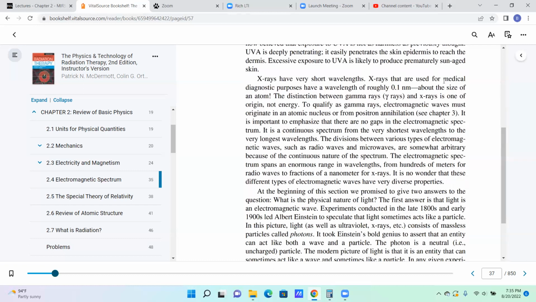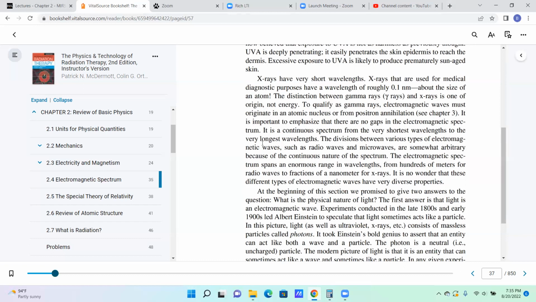X-rays have very short wavelengths, and are used for medical diagnostic purposes, with a wavelength of roughly 0.1 nanometers, about the size of an atom. Its distinction from gamma rays is one of origin, not so much energy. Gamma rays, these electromagnetic waves, must originate in an atomic nucleus or from positron annihilation.